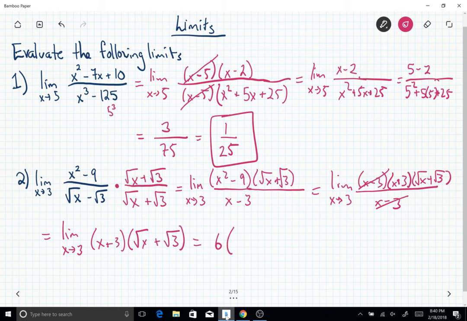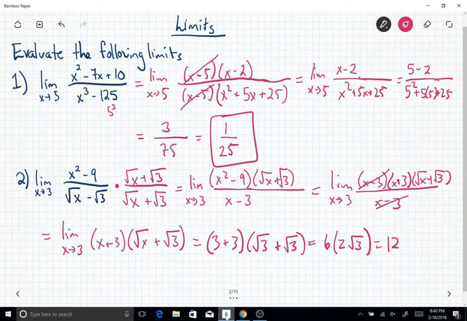And the square root of 3 plus the square root of 3, after plugging that in. Let me write it down real quick. For the first few, I'll actually write out the extra steps. So you get 3 plus 3 times the square root of 3 plus the square root of 3. So notice that makes 6 times 2 times the square root of 3, which is the same thing as 12 times the square root of 3. And that's our final answer.